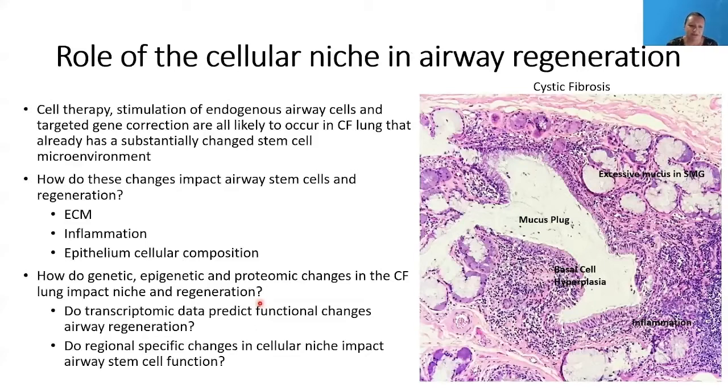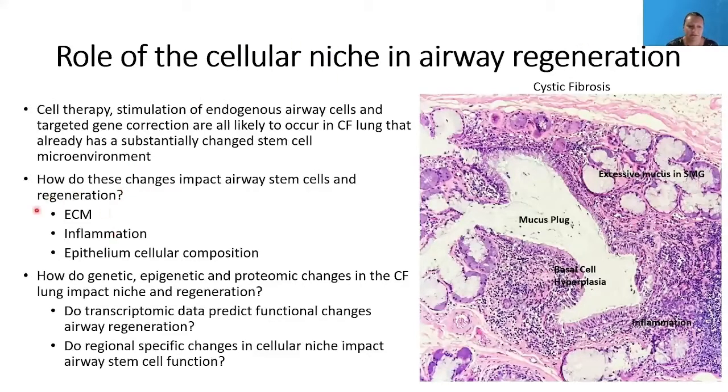Cell therapy or stimulation of endogenous airway stem cells and targeted gene correction are all likely to occur in a CF lung that has already undergone some changes, at least in the stem cell microenvironment. Here's an image of a CF lung where we can see some basal cell hyperplasia in this region of the airways. We've got a big mucus plug blocking the airway lumen, excessive mucus within the submucosal glands, and a huge amount of inflammation and infiltration of immune cells. All of these are going to, or possibly have, an impact on airway stem cells and their capacity for regeneration.